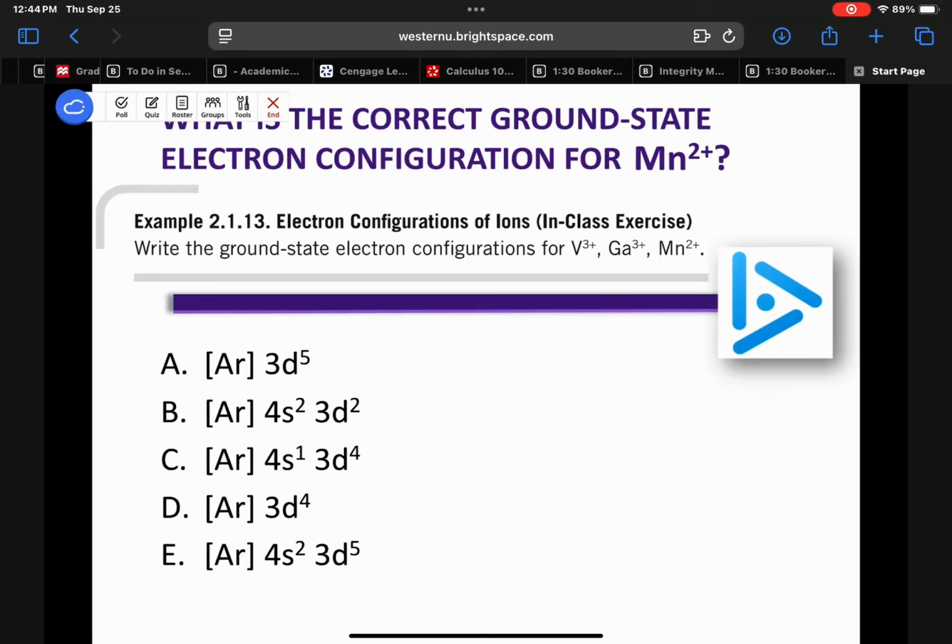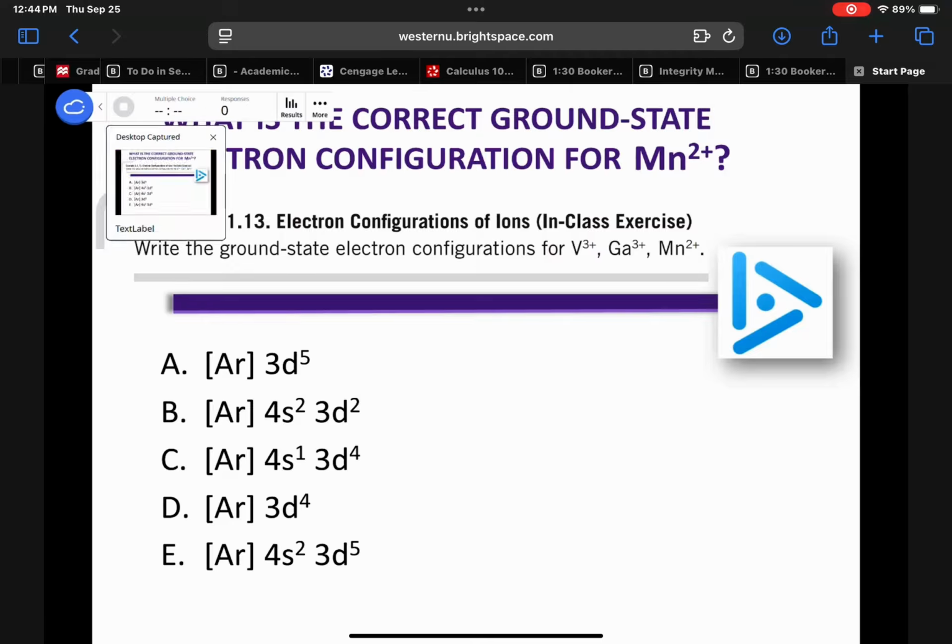Okay, last class, we began our conversation on electron configurations of ions. We worked through the first 2 examples with vanadium and gallium, and my question for you to kick us off today is, what is the correct ground state electron configuration for manganese 2+? Chat with the person beside you. I recommend starting with manganese and then turning it into manganese 2+. I'll give you 1 minute.